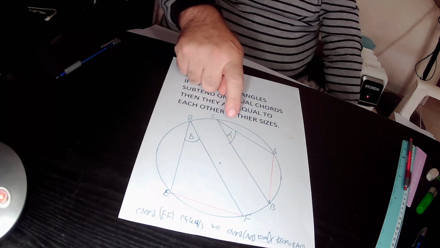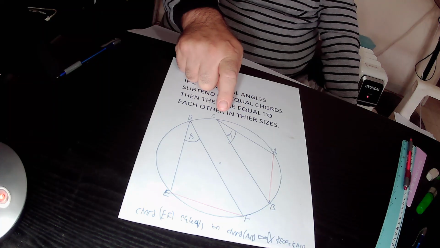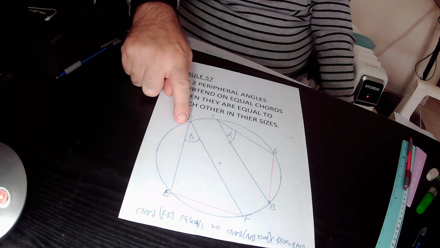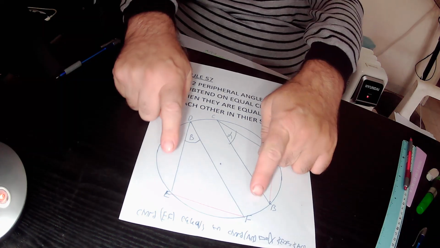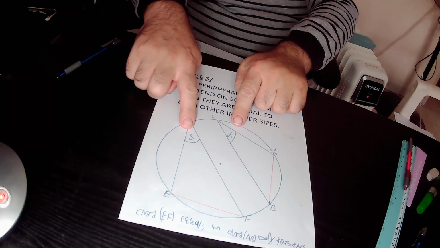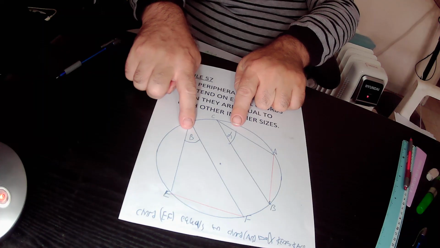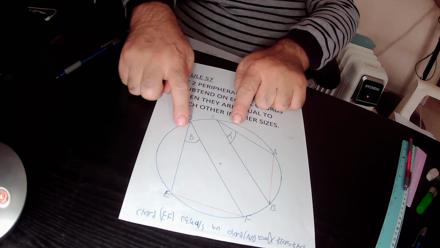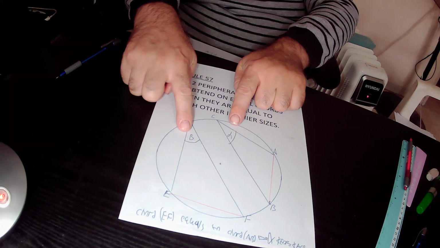This is triangle ACB. It is equal to alpha degrees in its size, and it subtends on chord AB. Likewise, this is triangle EDF. It is equal to beta degrees in size, and it subtends on chord EF. Because those two triangles subtend on equal chords, that is to say chord EF equals chord AB, they must be equal to each other in their sizes. That is to say, triangle ACB equals triangle EDF in its size, or alpha equals beta.